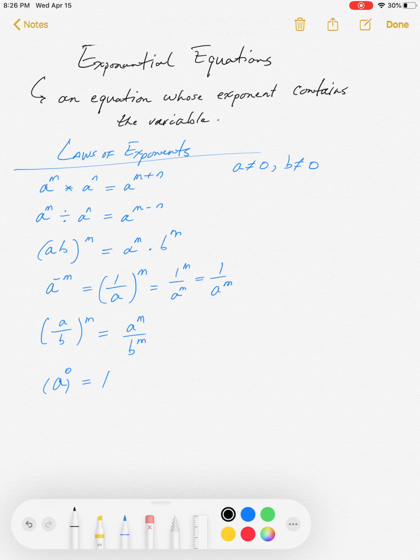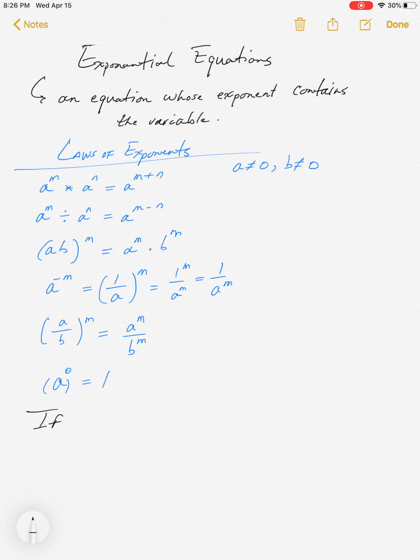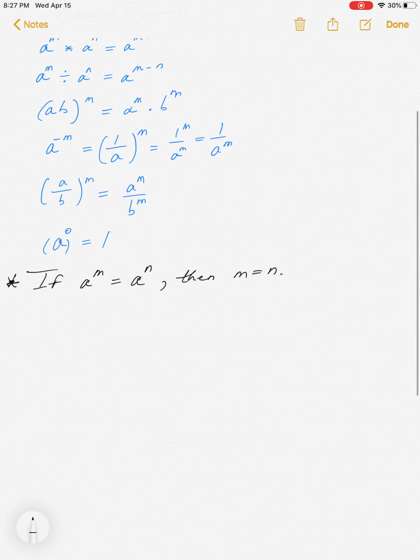And then let's toss in this little corollary right here. Let's say if a to the m equals a to the n, the bases are the same. The only way that equal sign can hold true is if m and n equal each other. Alright? We're going to be using that a lot to solve exponential equations.